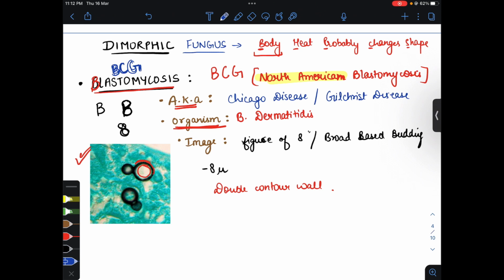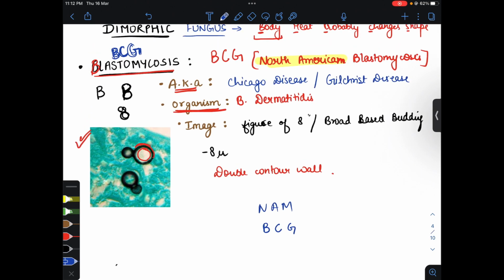So in short, for blastomycosis we have to remember NAB or BCG. NAB is North American blastomycosis, and the other names for blastomycosis are Chicago disease and Gilchrist disease. This is the short point which we must remember for the FMG exam, that is blastomycosis.